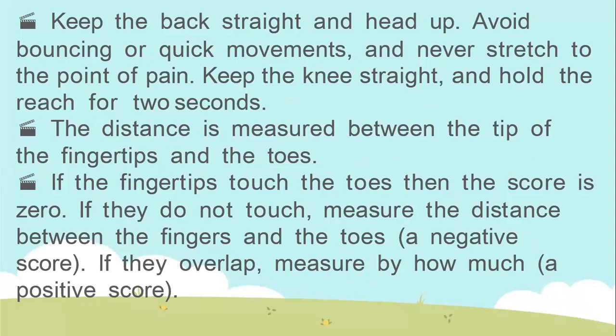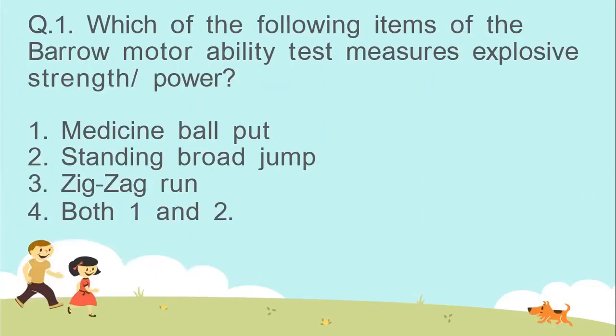Avoid bouncing or quick movements and never stretch to the point of pain. Keep the knee straight and hold the reach for 2 seconds. Then the distance is measured between the tips of the fingers and the toes. So if the fingertips touch the toes, then the score is 0. And if they do not touch, measure the distance between the fingers and the toes, which will be the negative score. If they overlap, measure by how much, and that will be the positive score.